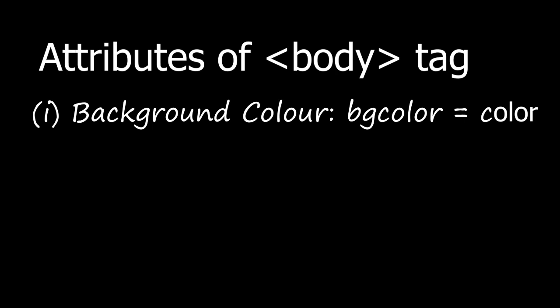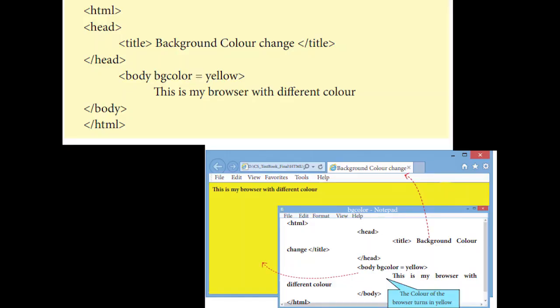If you are using bgcolor, you have to open the body tag first. Inside the body tag, you will use bgcolor equal to a color name, or you will give the color code. You can give the color's name directly also.